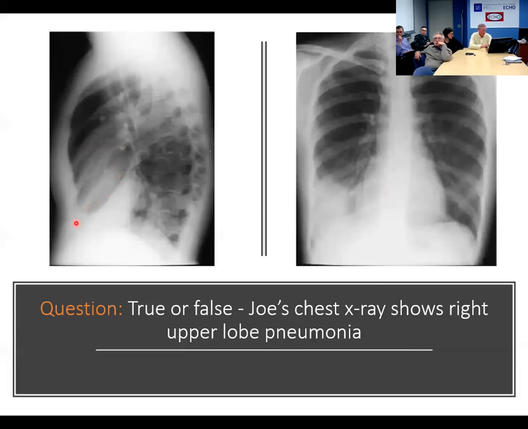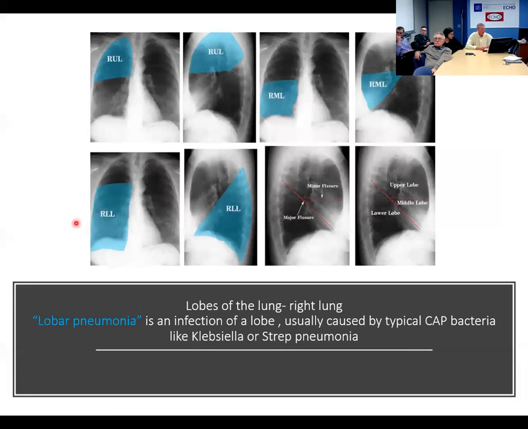So if we go back, we see it's touching the diaphragm, and it looks like the right lower. So right here, we have a right lower lobe infiltrate. It's down here, touching the diaphragm. It's not completely filling the right lower lobe, but this is a typical right lower lobe consolidation.